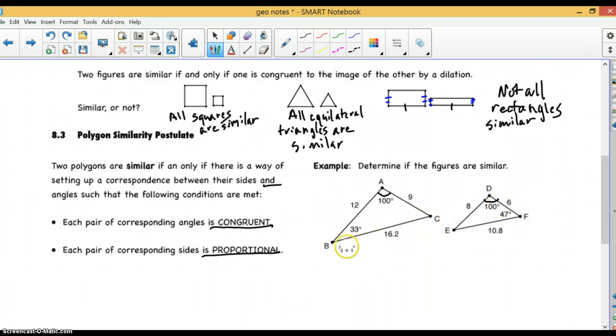Luckily, we know that a triangle always adds up to 180. So we take 180 minus 100 minus 33. In doing so, we get 47 degrees, which tells us our missing angle is congruent, and the small angles must be congruent as well. So, condition 1 checks off.